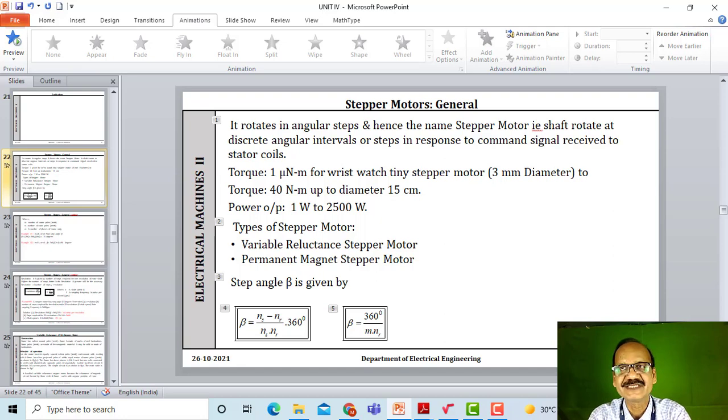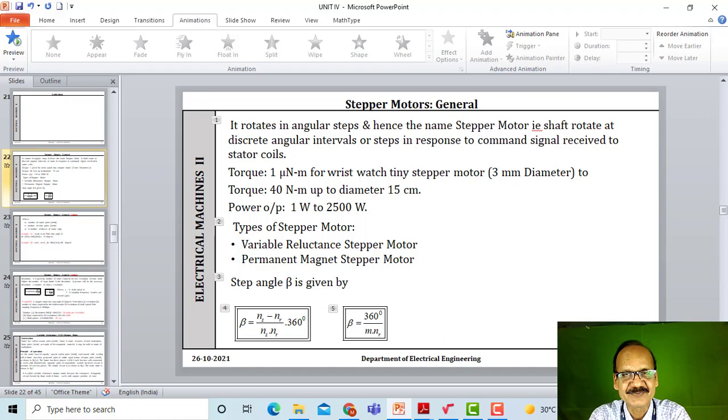In my previous video lecture, we have learned the BLDC motor. It is a special purpose motor used in e-bikes and so many other applications in feedback control systems. Now in today's video lecture, we are going to learn one more special purpose motor, that is the stepper motors. Let us look at the general information about stepper motors, and later on we are going to learn the variable reluctance motor and the permanent magnet stepper motor separately.